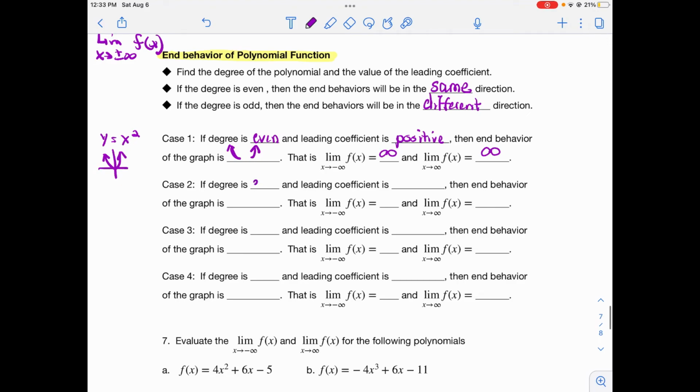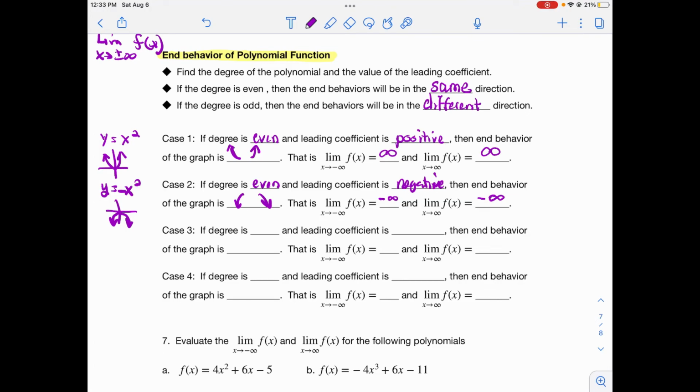Now if the degree is even but the leading coefficient is negative, what I do is I think about the simplest even polynomial with a negative coefficient, and that's negative x squared. And we know that just flips across the x-axis and it looks like this. So our end behaviors are going in these two directions. So the limit as x goes to negative infinity is negative infinity, and the limit as x goes to infinity is also negative infinity.